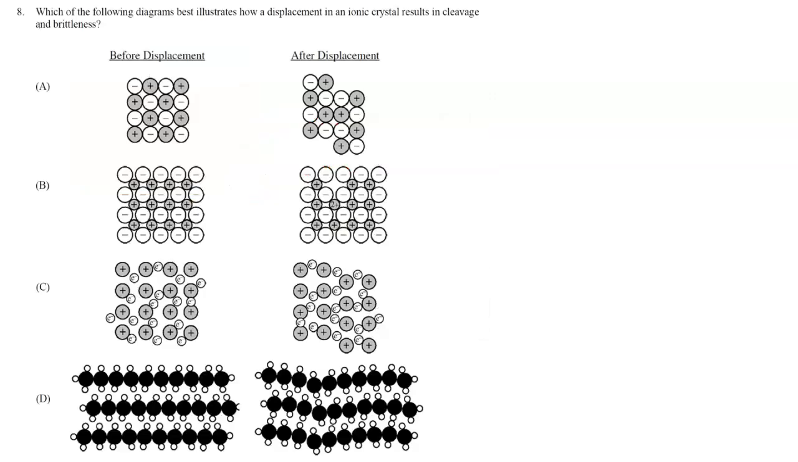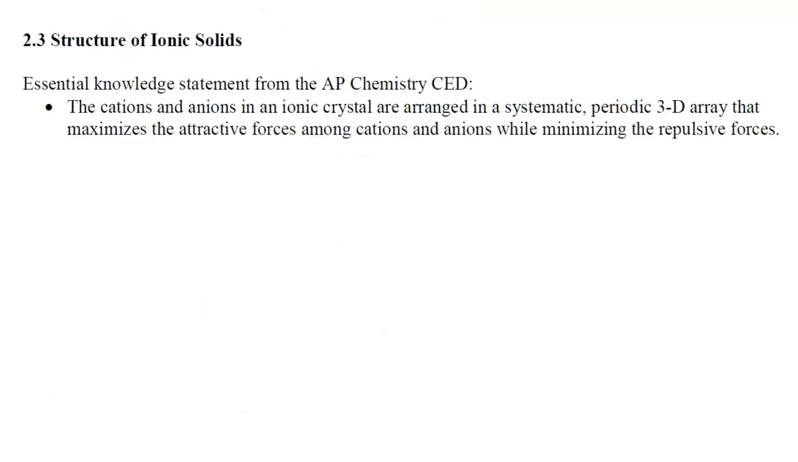Now, let's take a look at question 8. Question 8 says, which of the following diagrams best illustrates how a displacement in an ionic crystal results in cleavage and brittleness? The information that you need to answer question 8 comes from topic 2.3 in the AP Chemistry course and exam description, the structure of ionic solids. Here is a very brief essential knowledge statement from topic 2.3.